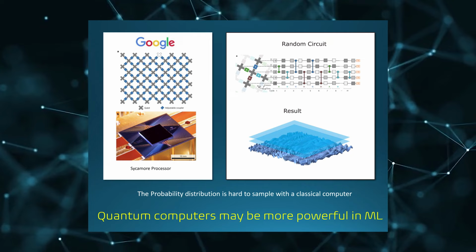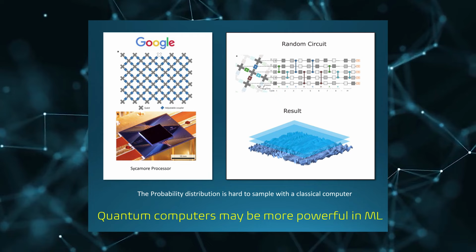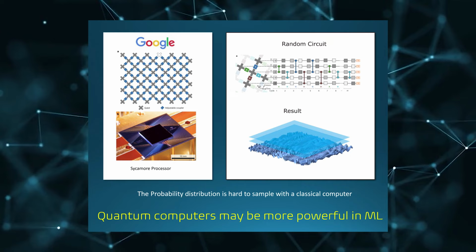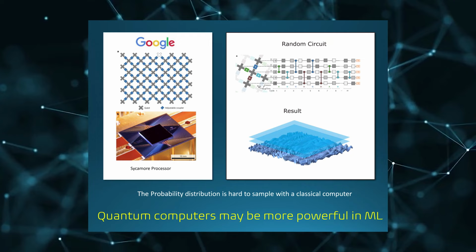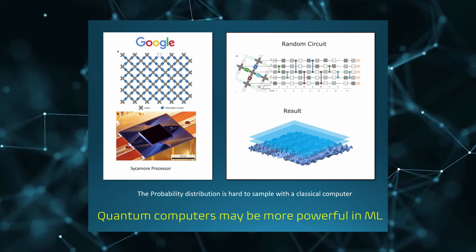And that's why they showed the supremacy. I mean, computer scientists prove that the probability distribution described in terms of this quantum circuit is very hard to sample if you don't have a quantum computer. And since they had a quantum computer, they were able to sample according to something which was very difficult classically. And that's the supremacy experiment. But this already shows the potentiality of using quantum computers in things related to machine learning.